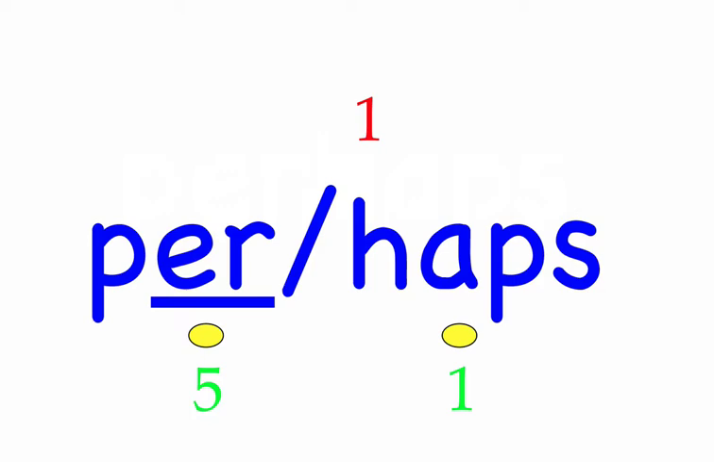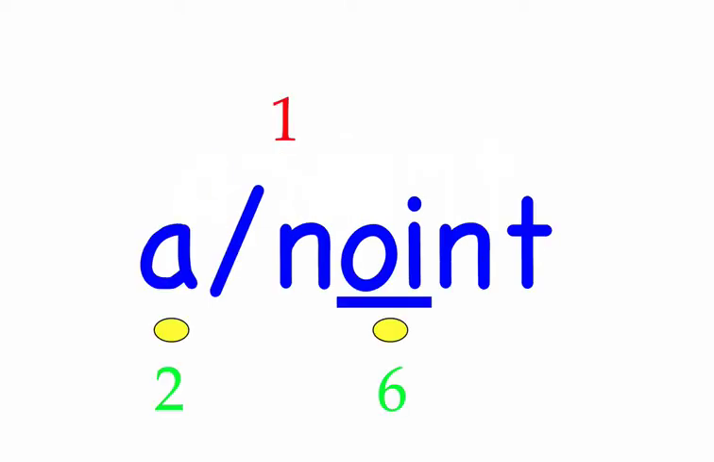Anoint. The priest will anoint the baby at the christening. Anoint. A, 1 sound. Noint, 4 sounds. N, oi, n, t. Anoint. Mark the word.